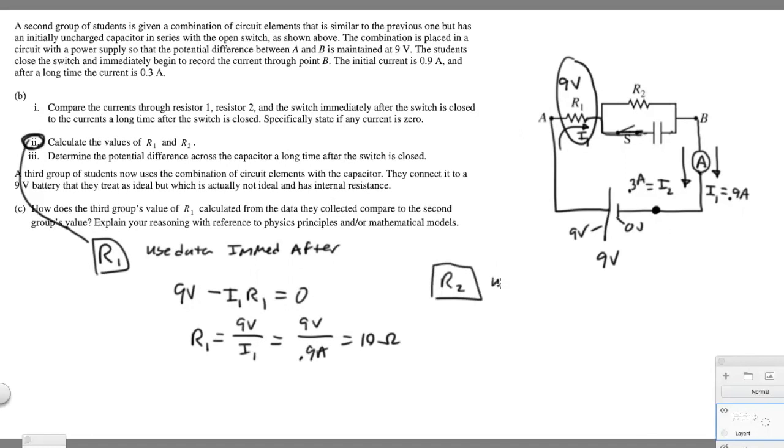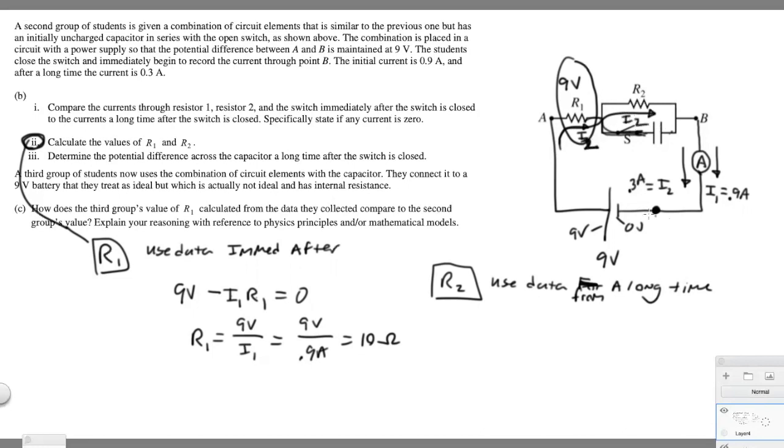So to find R2, we're going to use data from a long time after, which is going to be this 0.3. So the switch has been closed for a long time. When the switch has been closed for a long time, what that means is no current goes to the capacitor because the capacitor is fully charged. The current is going to pass through resistor 1 and then go up to resistor 2. We're calling this current I2.